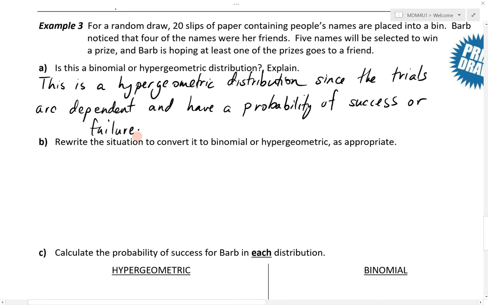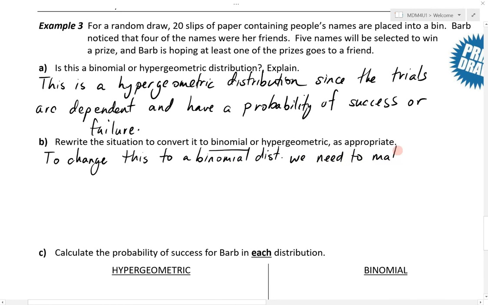All right, so let's try and rewrite this situation to convert it to a binomial. If you want to change this to a binomial, how could we do this? Well, we would need to make the trials independent instead of dependent. Okay, so let's write this down. So to change this to a binomial distribution, we need to make trials independent.